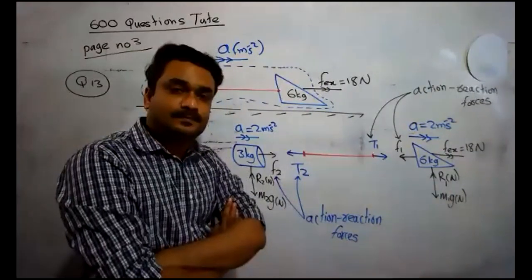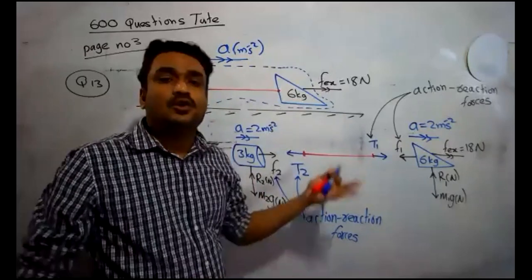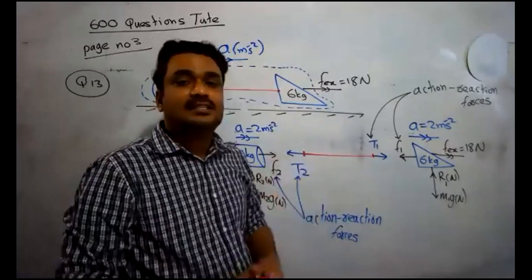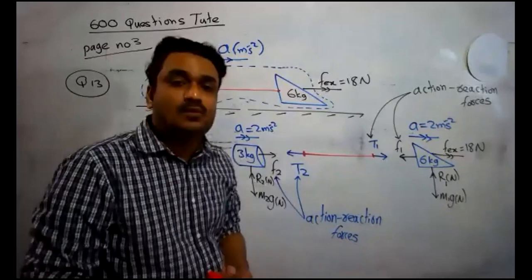Why is that? It is a light object, sir. The string is light, the string has no mass. The string does not have a mass, so there is no weight. I didn't draw an R force for the string. Why is that?